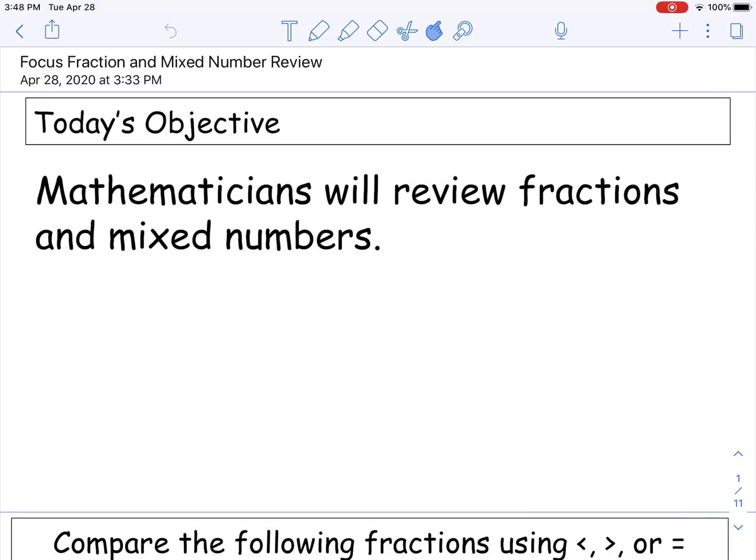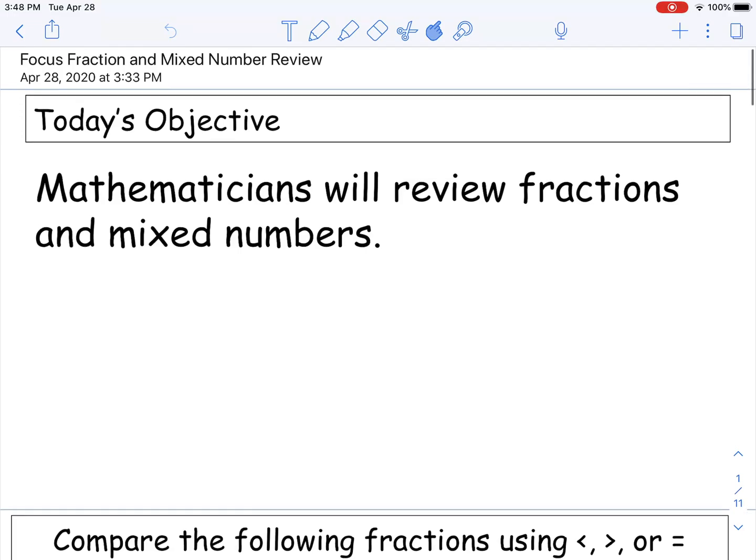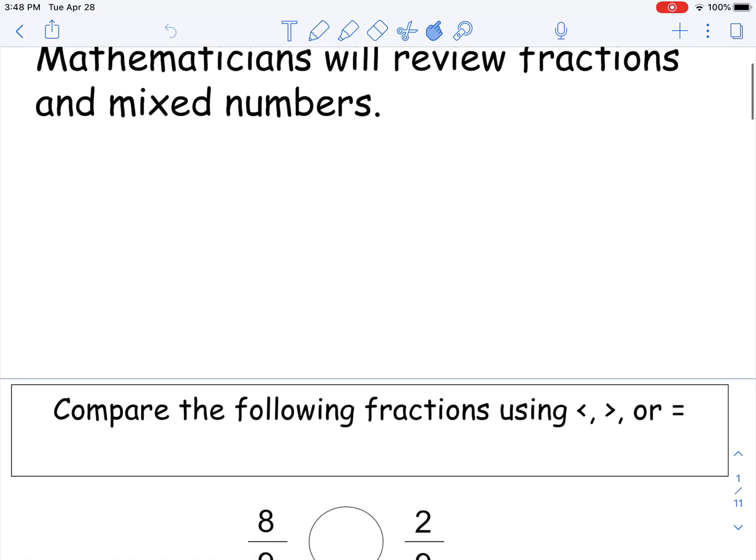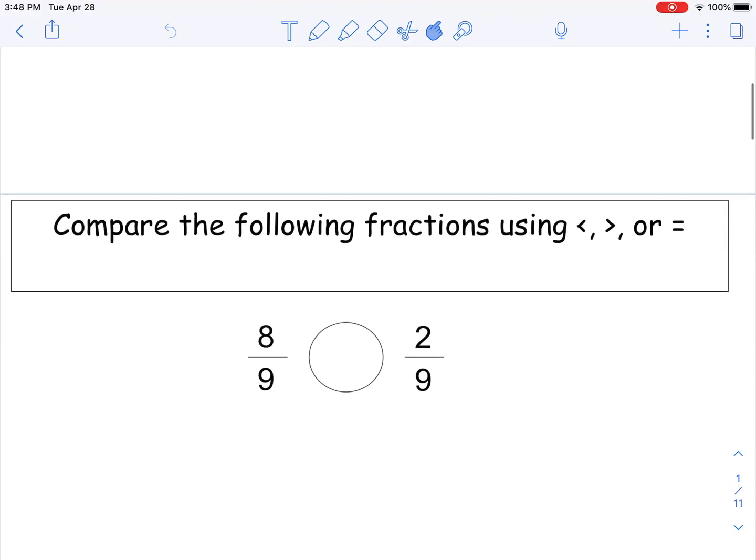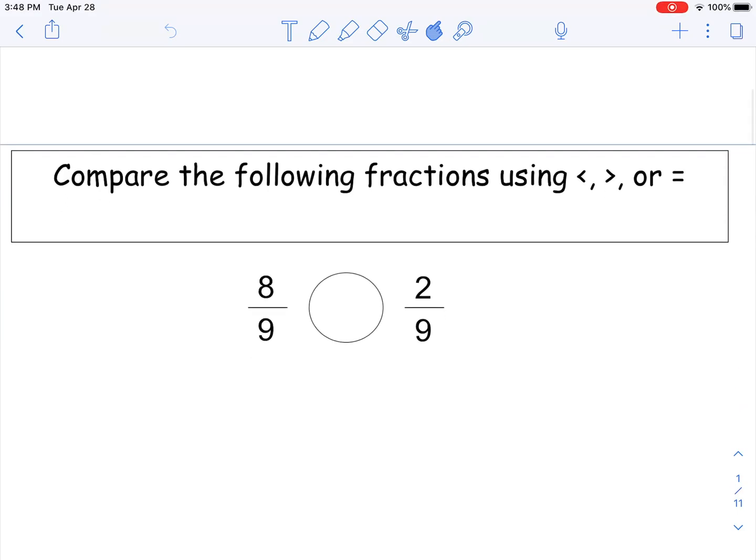Alrighty then, so today you're going to be reviewing all the stuff we worked on with fractions. So fractions and mixed numbers, that's the name of the game today. The first thing you're going to be doing is some comparing fractions. Remember, when you compare fractions, we're going to do that butterfly or that cross multiplying.